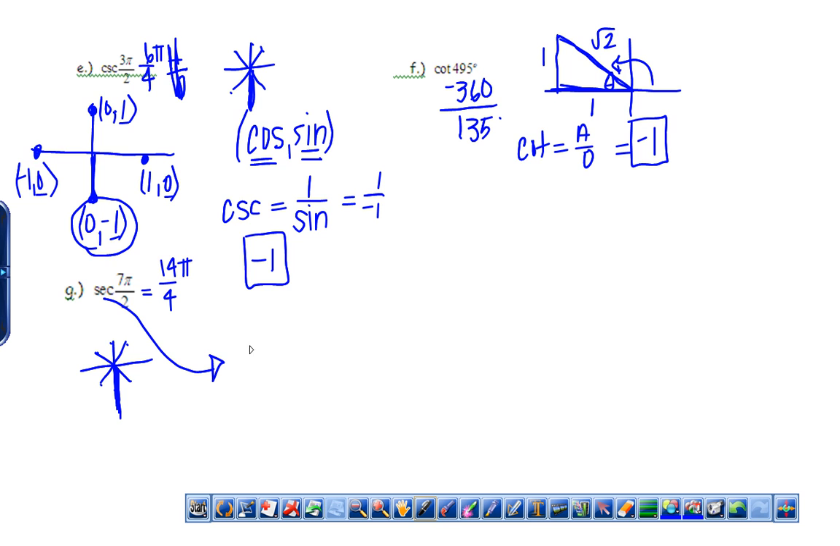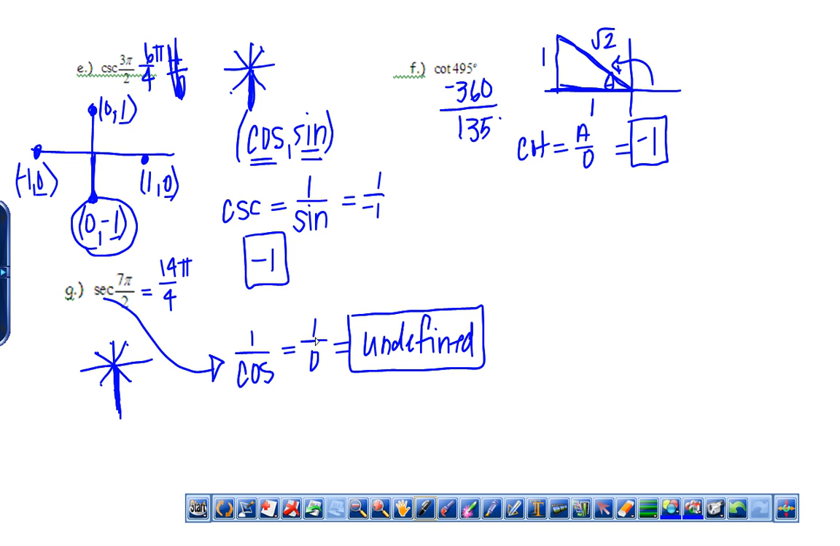Secant is equivalent to 1 over cosine. So remember, we're going to look at the first one because cosine comes first. So this is 1 over 0. You cannot divide by 0. This is equal to undefined. If it was 0 on top, then it would be equal to 0.